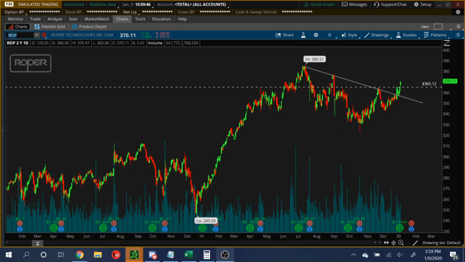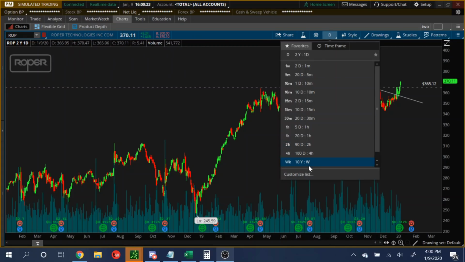Let's look at ROP, Roper Technologies. I have no clue what this company is. I found it while just searching through a bunch of stocks. I think it's an industrial company. But again, you want to look for either something like Snap, or in this case, you want to look for a company that has always been a good company, has always been a stock that has gone up and will continue to go up. And then you want to look for a medium to long-term downtrend on that stock.